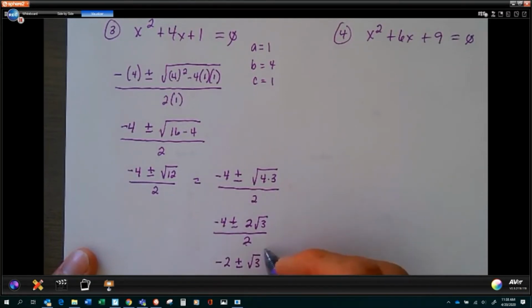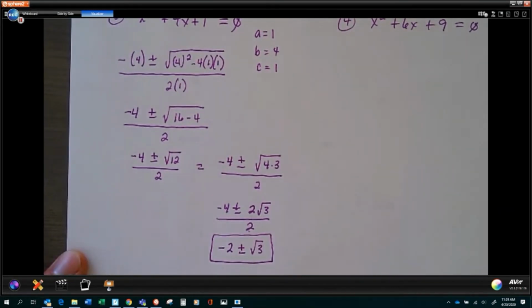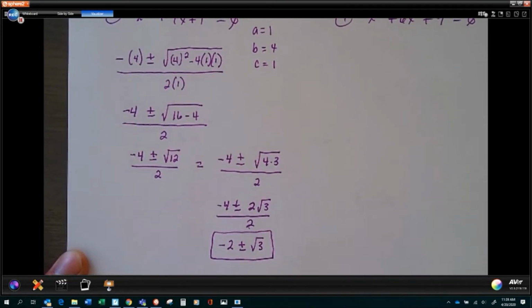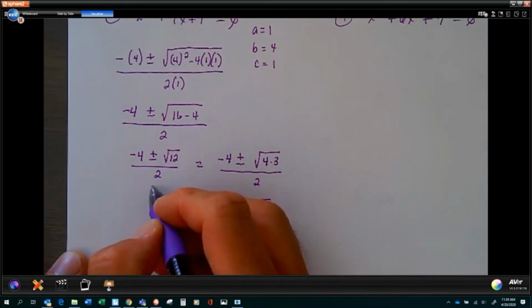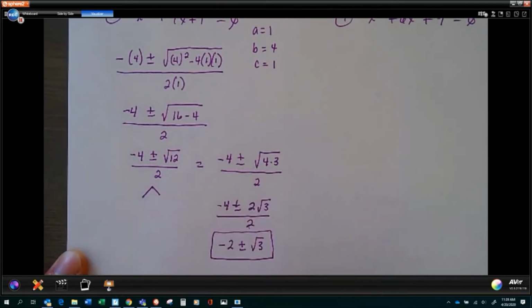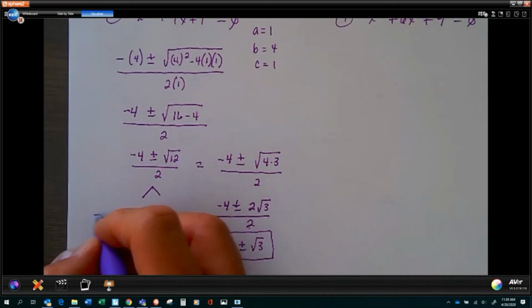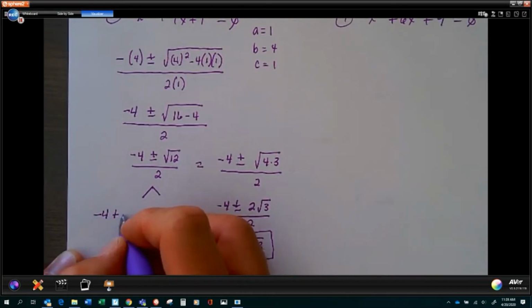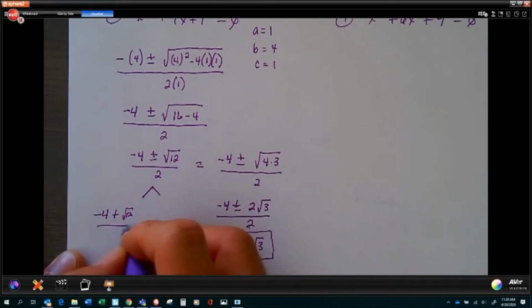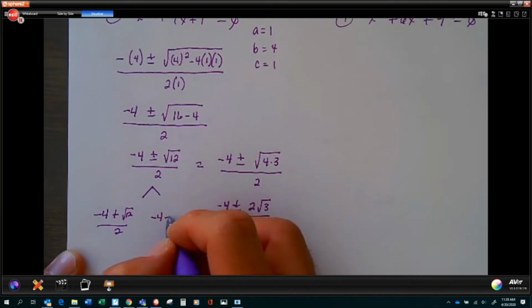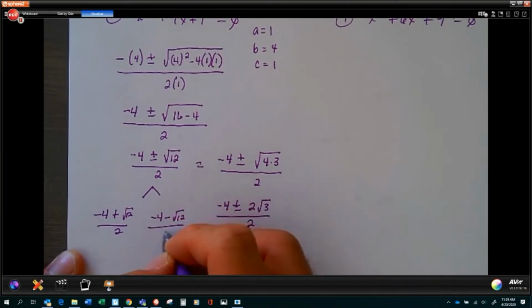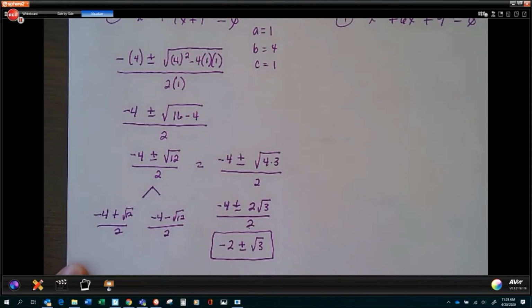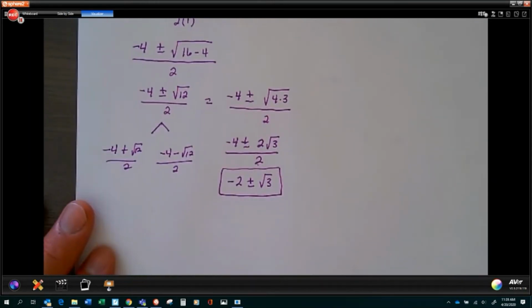So my answer, if I want to leave it in radicals, depending on what your instructor wants you to do, is going to be negative 2 plus or minus radical 3. I'm going to choose to do the decimal form here in 1 second, but I've got to split these into 2 equations. Negative 4 plus radical 12 divided by 2, and negative 4 minus radical 12, all divided by 2. Now remember your order of operations here. If you don't, it's going to cause quite a few problems.